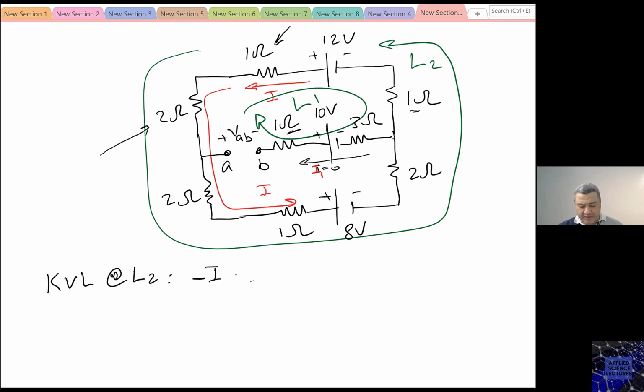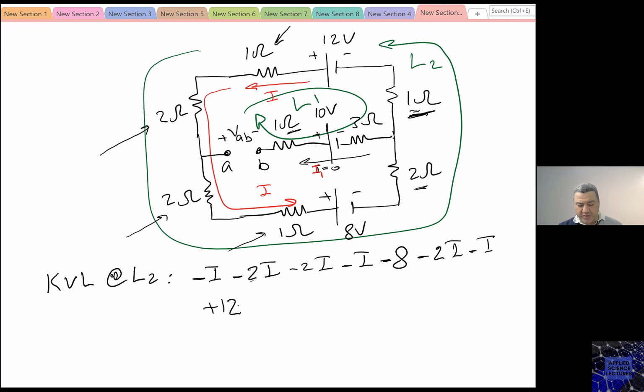then here minus 2I, minus 2I, minus I, minus 8 because I am entering the positive terminal, then minus 2I, minus I, plus 12 equals to 0. So this is my KVL equation for loop number 2.